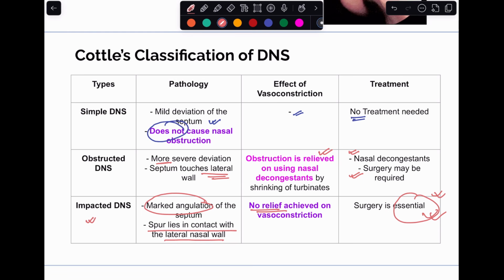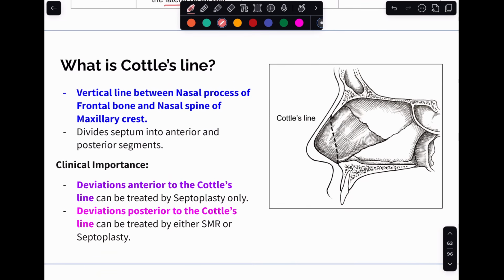Now, talking about Cottle, there are a few other things that you need to know related to Cottle in terms of the nose. First one is, what is Cottle's line? This is again a very common viva question asked. So if you look at the image over here, Cottle's line is actually a vertical line that is passing between the nasal process of the frontal bone to the nasal spine of the maxillary crest, which is right over here. This is the maxillary crest and this is the nasal spine. So it is a vertical line passing between these 2 points. And this ends up dividing the septum into an anterior segment and a posterior segment.